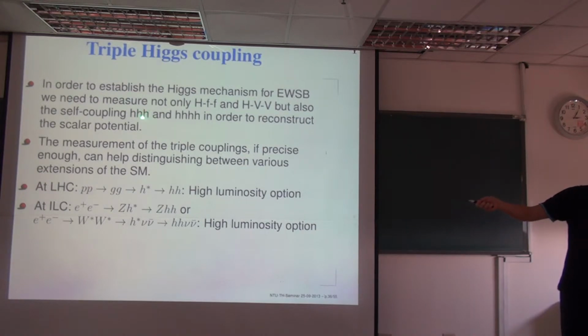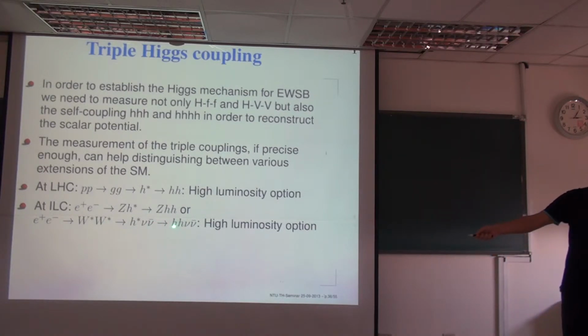This triple coupling can be measured at the LHC in this process here, for example, gluon going to Higgs, and then the Higgs splits to two Higgs. Or it can be measured at the linear collider in the same process, with the Higgsstrahlung, where the Higgs splits to two Higgs. Or you could have this WW fusion, where you get a Higgs from WW scattering, and then the Higgs splits to two Higgs here and two neutrinos here.